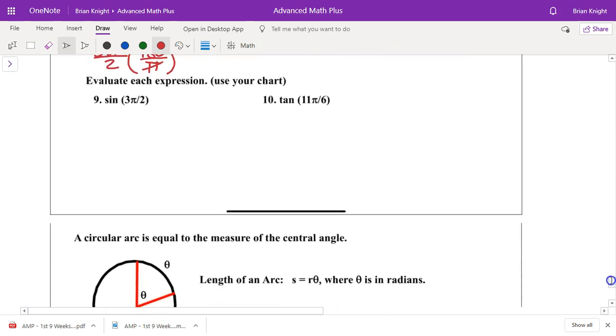All right, 9 and 10. It says use your chart. I am going to give you a chart for future reference. You can use it, but it's kind of like a cheat sheet. Here, what I would do is change that to degrees and do it like we did last chapter. So what is 3 pi over 2? We just found it. What is that in degrees? 270. And we don't ever lose this. So sine 270, where is it? Which quadrant is 270 in?